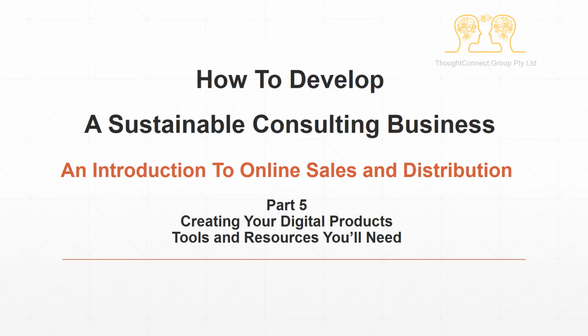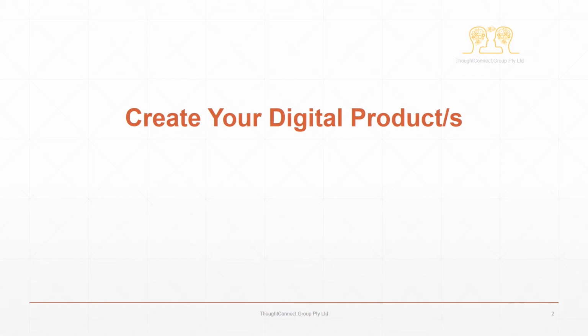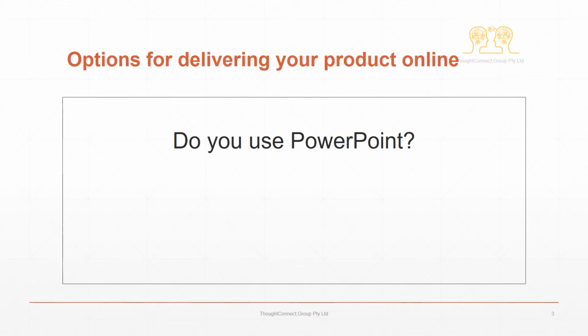Part 5, two aspects to look at here: how to actually create products for online consumption and distribution, and second, what are the tools and resources that you're likely to need to get yourself and your products online. So first of all, we'll look at creating your digital products. And the first one is actually really quite simple, and what I'm doing with this particular product is using PowerPoint.